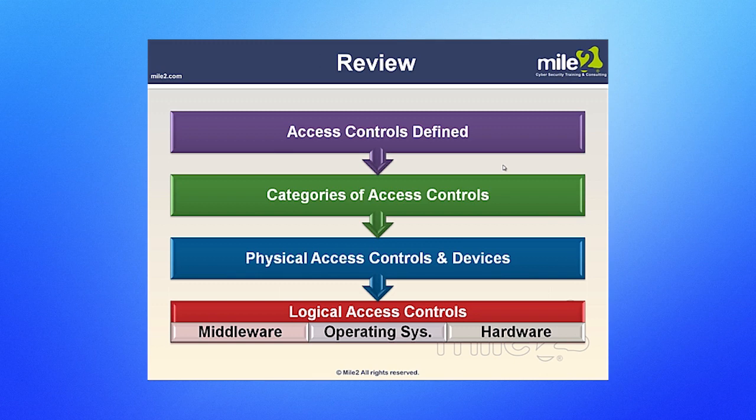So in this chapter, we've covered so many different things, ending up on a little bit of a slight Linux tutorial. We started out with access controls. We looked at the definition of access controls, the different types of access controls. We even looked at physical access controls in different devices, plus logical, middleware, operating system, and all the way down to the hardware.